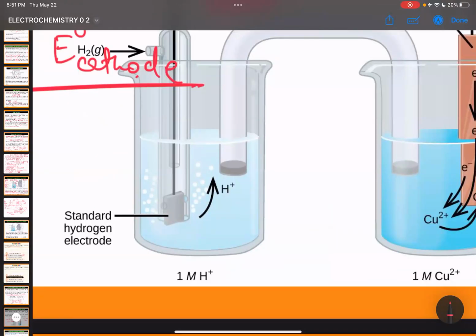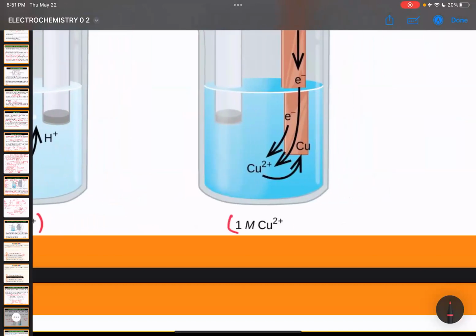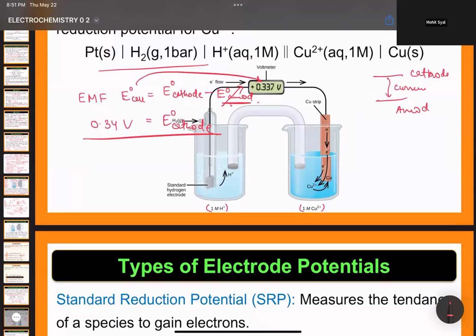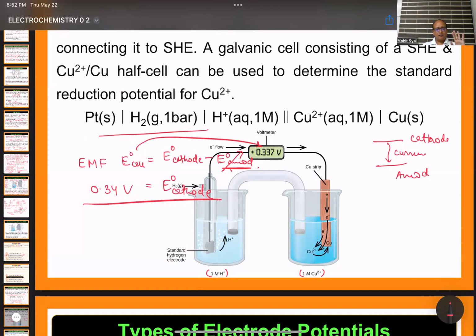But there is one more thing which you need to keep in mind. All the concentrations should be kept as 1 molar. Why? Because we are measuring standard electrode potential, so all the concentrations must be kept equal to 1 molar. Okay.